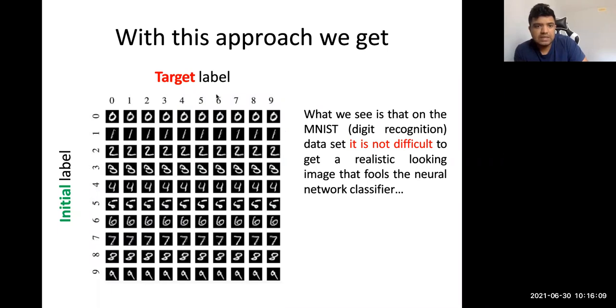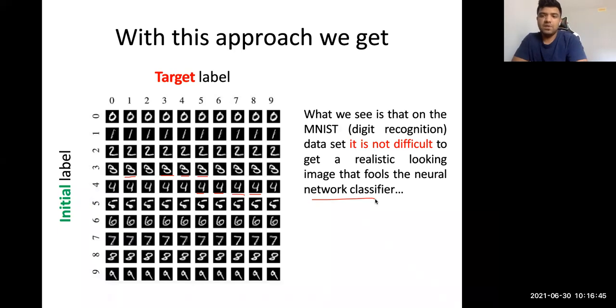This is our target label, and this was the initial label. So with slight perturbations, we can make the neural network think that the target label is 1. With more, we can make it think that the target label is 2, and so on and so forth. Here we can see that to the human eye, these look very similar, and we can't really tell much of a difference. But this is more particular to the MNIST data set. This is very easy to attack.